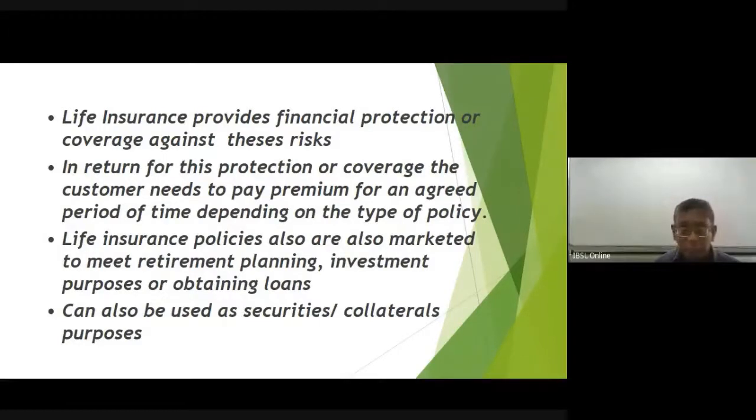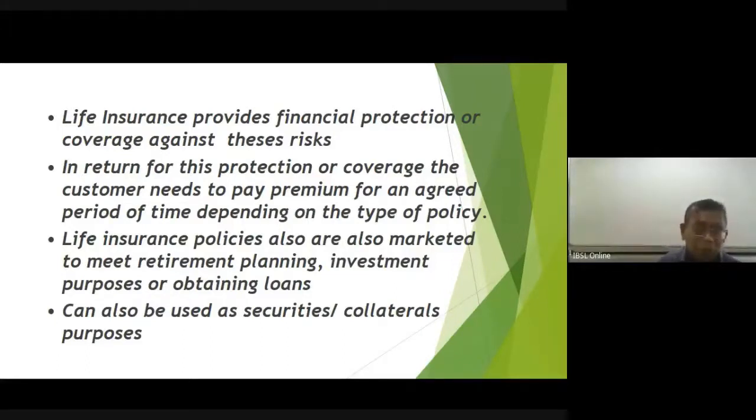Now, insurance policies today are basically marketed as retirement planning. Sometimes we call it retirement planning. Also, remember, the insurance policy can be used as collateral or security. You give your policy as security, and you can take some loan against that. That is the collateral purpose as well.